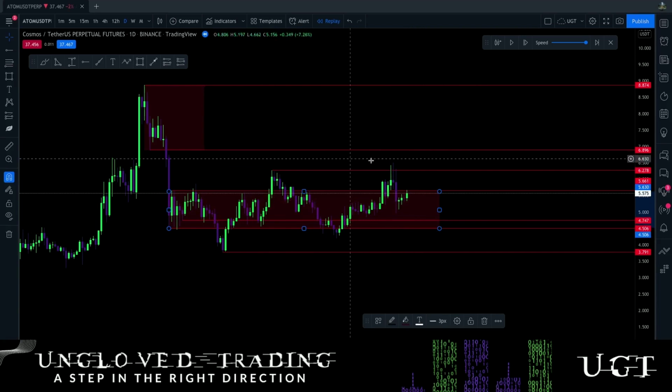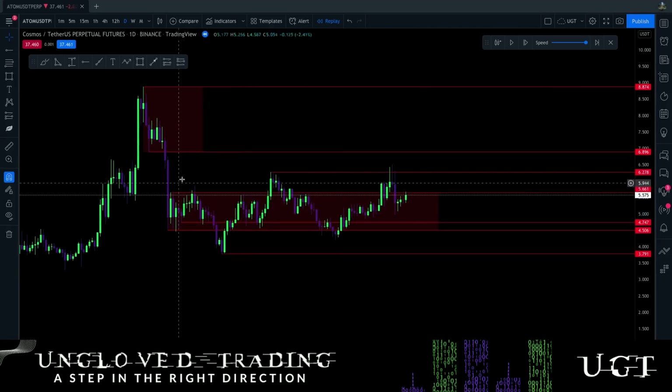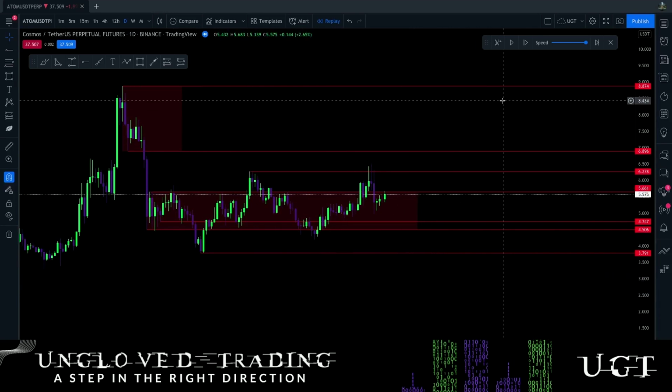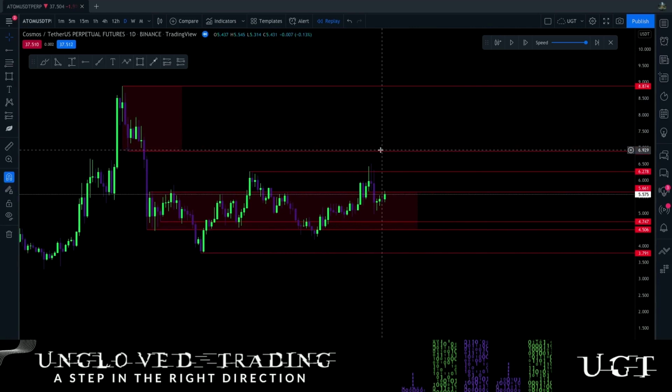Now, what does this actually look like to you just looking at this? It looks like an accumulation zone has been created here. So actually, once we break out of this region, we may see a move up. And this brings us on to the next section of this lesson.